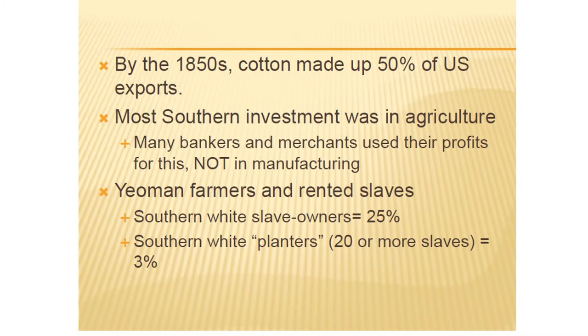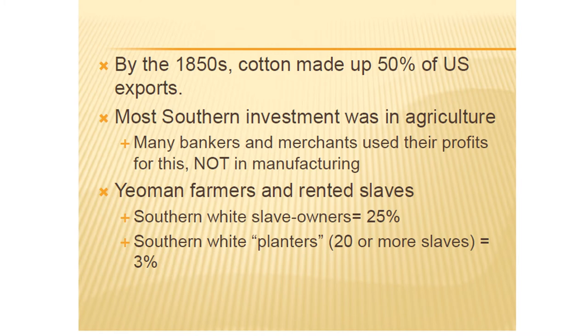So, as far as that 25%, only 3% owned 20 or more slaves, which would qualify their farm as a plantation and them as a planter. So really, most families that owned slaves owned 1 or 2, or maybe 3 or 4. But the really, really big plantations that had 20, 25, 50, 100 slaves, that's only 3% of the white population. That's not very many people.